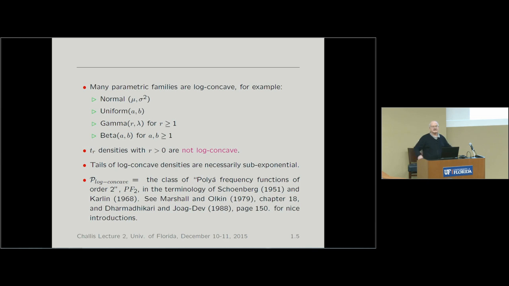Okay, so another terminology that's often used, at least on the real line, is the class of Polya frequency functions of order 2, or PF2. And this is in the terminology of Schoenberg in 1952, and Karlin in '68, and there's a very nice treatment in Marshall and Olkin, chapter 18. And there's a wonderful summary of all of this stuff, or most of it, in Dharmadhikari and Joag-dev, their '88 book. Well, that's a starting point.